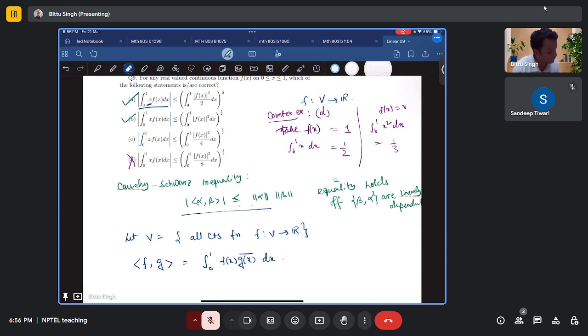But what about if we take something like x squared? Then this will become x times x squared, which is x cube. So this is 1/4. But what is the integral of mod f(x) squared dx? That is integral from 0 to 1 of x to the power 4 dx. This is actually 1/5. So its root, is it working? This is actually x to the power 1/5. Not working.